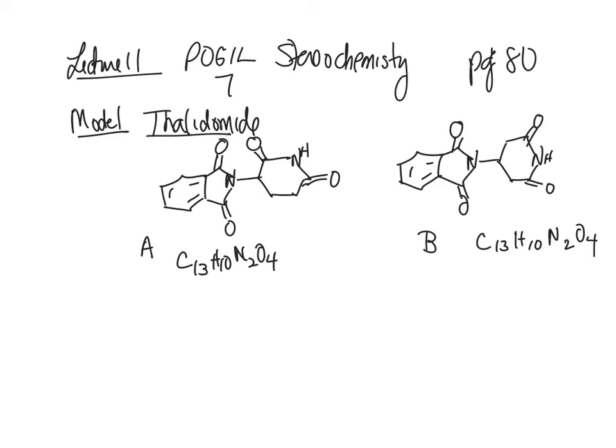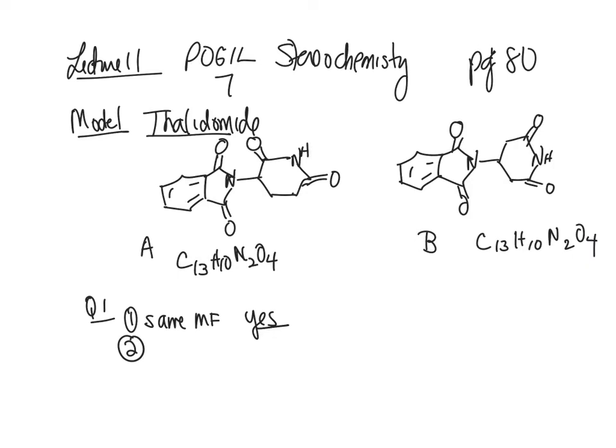So one of the following compounds is thalidomide. We have compound A and B, and we have some definitions. You can see that on page 80. So let's go ahead with the questions. Q1. Do compounds B and A have the same molecular formula? Same molecular formula, yes or no? C13H10N2O4. Did you say yes? Okay, so the same formula.